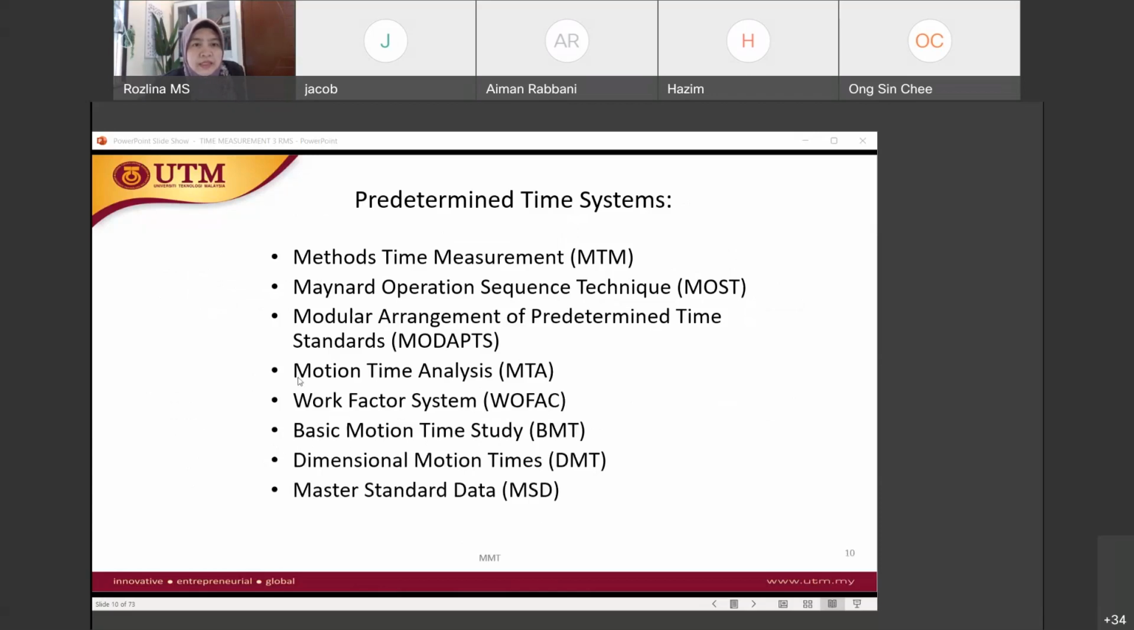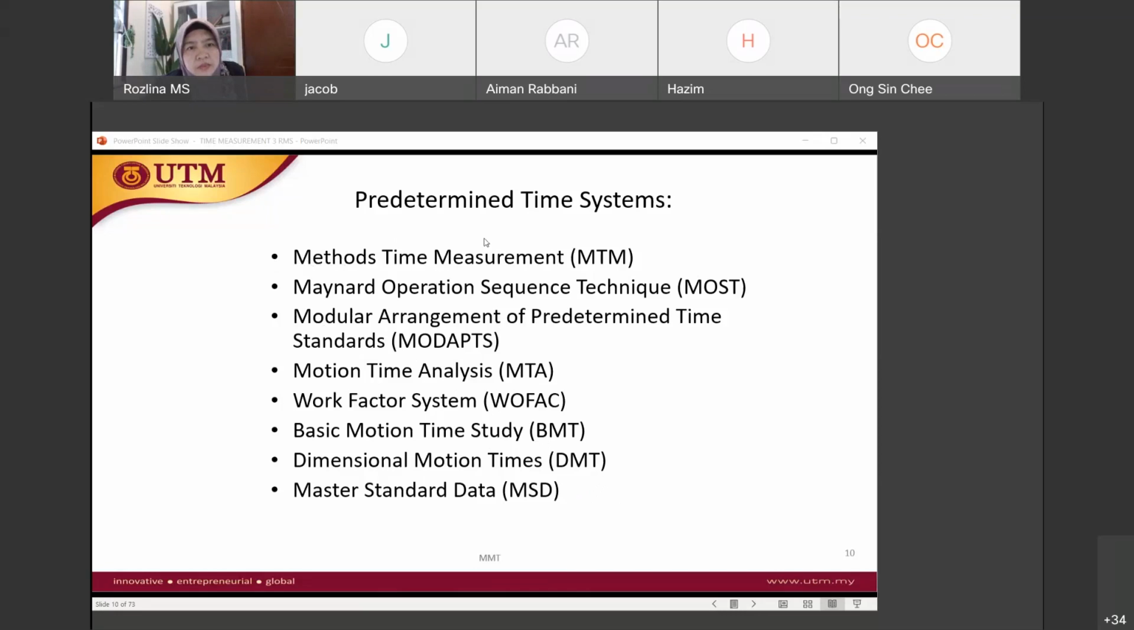These are the PTS systems, predetermined time systems available: Method Time Measurement (MTM), Manual Operation Sequence Technique, MODAPS, MTA, WOFAC, Basic Motion Time Study, Dimensional Motion Times (DMT), and Master Standard Data. Whatever it is, we only learn the MTM for this one.